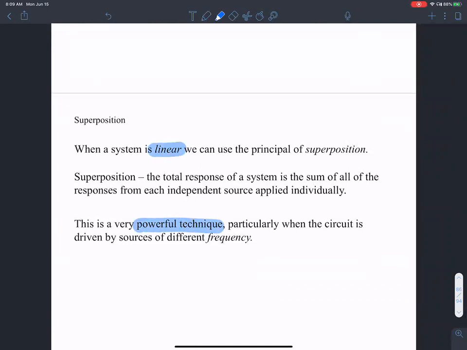Remember, in the very first class, I mentioned that there are certain assumptions that we make in this class. The first one is that our systems are linear. Okay, so when our systems are linear, what we can do is think of a resistance.